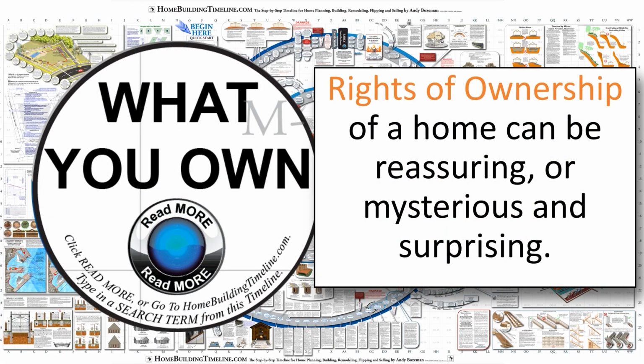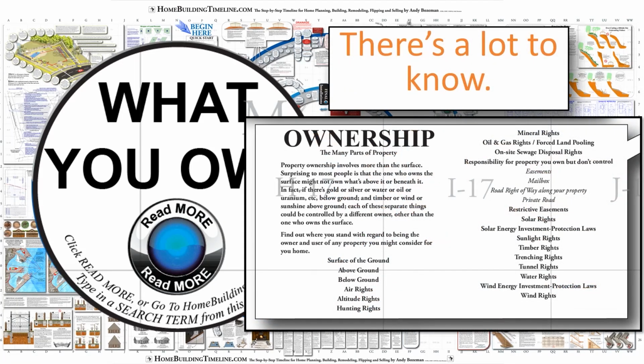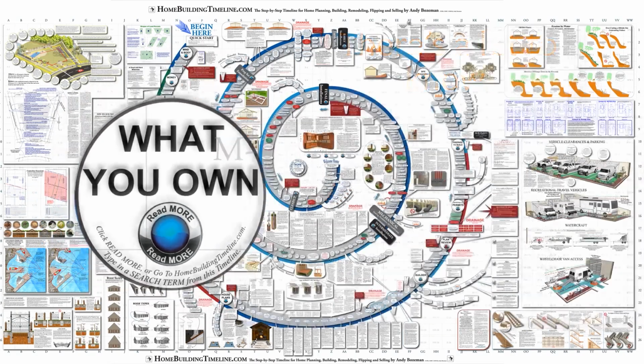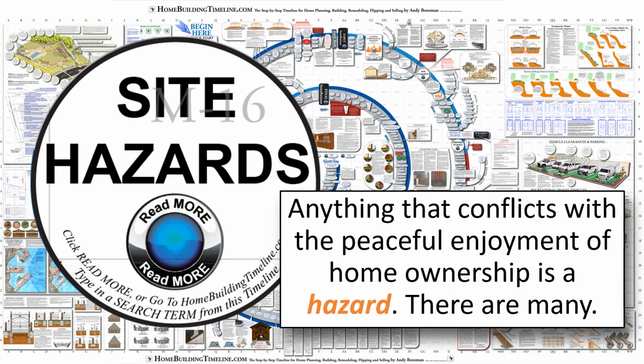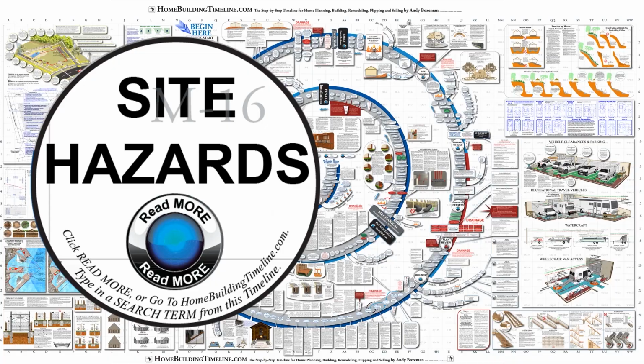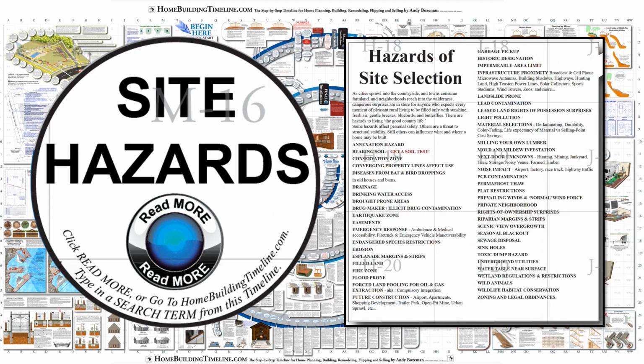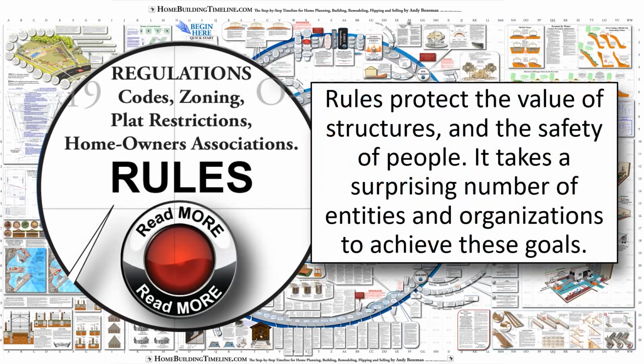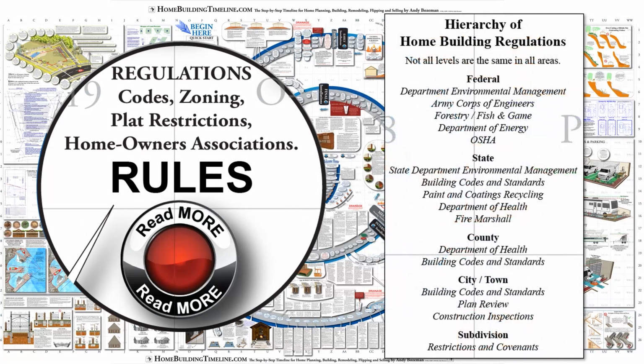Rights of ownership of a home can be reassuring or mysterious and surprising. There's a lot to know. Anything that conflicts with the peaceful enjoyment of home ownership is a hazard. There are many. Rules protect the value of structures and the safety of people. It takes a surprising number of entities and organizations to achieve these goals. They are federal, state, county, city and town, and subdivision.